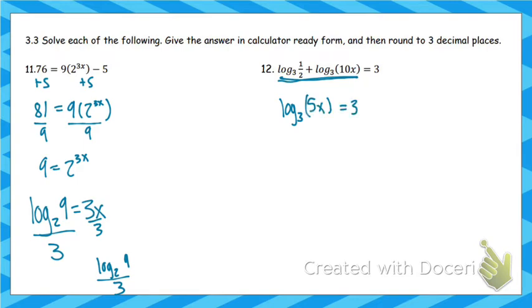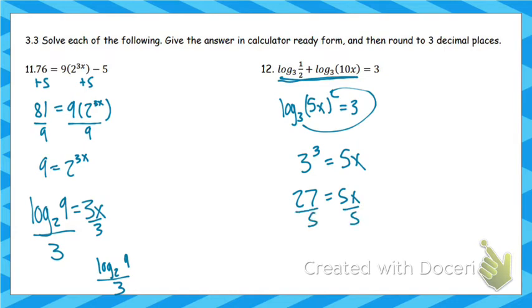Now in this case, we have a log equal to a number, which means we need to rewrite this in exponential form. So to rewrite this in exponential form, it would be 3 to the third equals 5x. 3 to the third is 27. So to get x by itself, I would divide by 5. So I get 27 over 5 as my value for x.